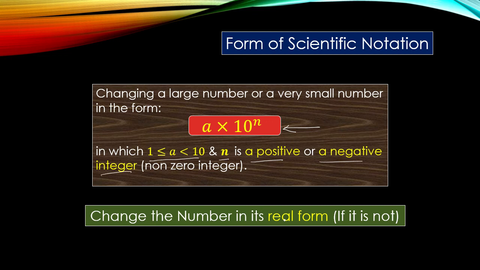So first of all, what do we have to do before changing the number into its scientific notation? We have to change the number into its real form. So what is real form? Suppose a number is 23. The real form of 23 is 23.0, while 23 is its integral form. So to change a number into its scientific notation, it is necessary to write the number in its real form first. Now let's start.